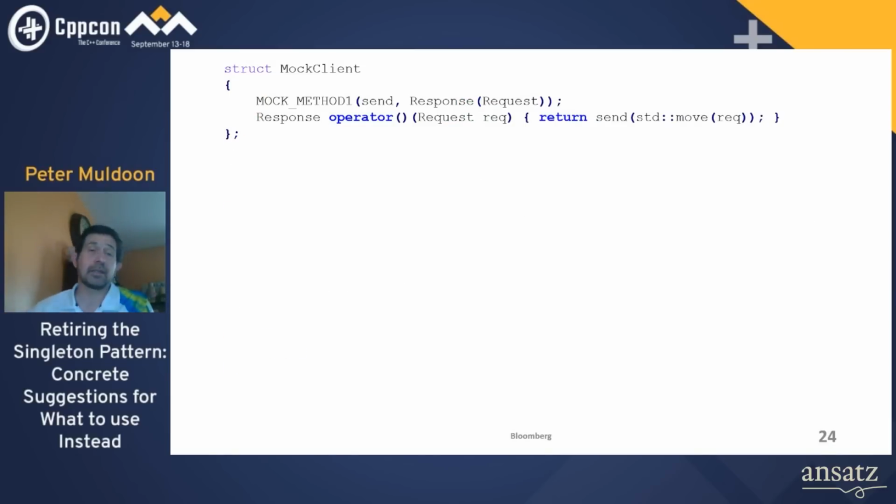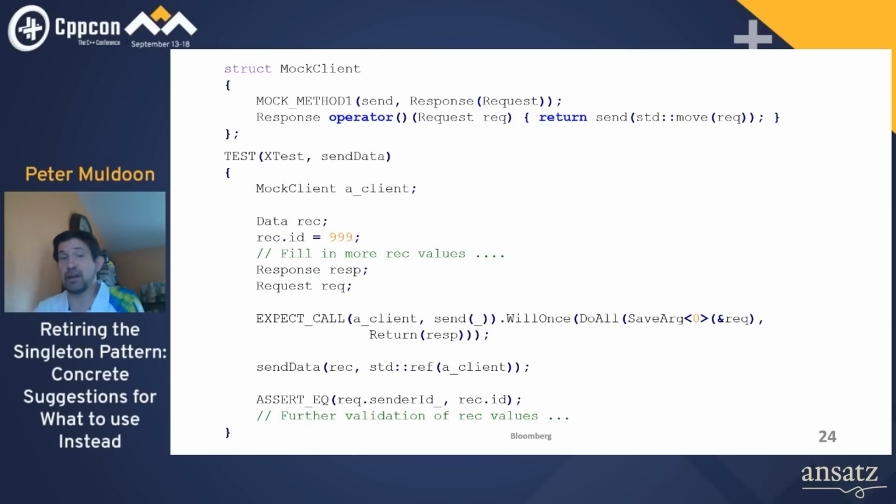Here again, I can mock out the client. The only difference here is that gtest doesn't allow you to mock the parens, so I just have to do a little dispatch where I'll make the mock method the same send function, and the operator will just forward it. And much like before, I create the client, I take my records, stuff it full of data, set the expectations in the call, they don't change, and then I call the send data. I might have to use std::ref if I haven't made the change from previously.